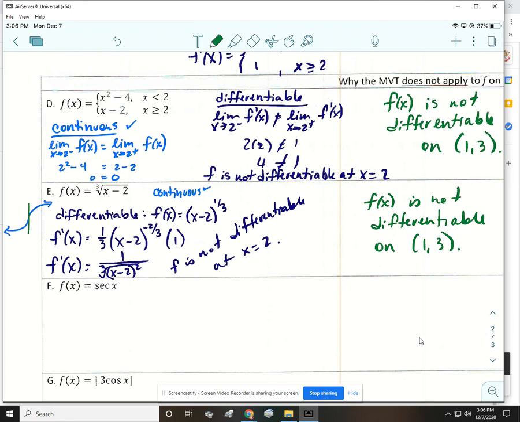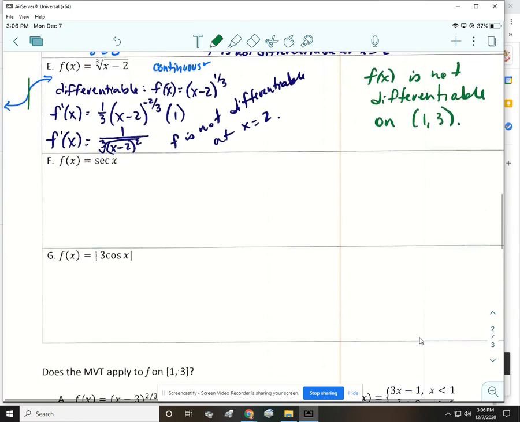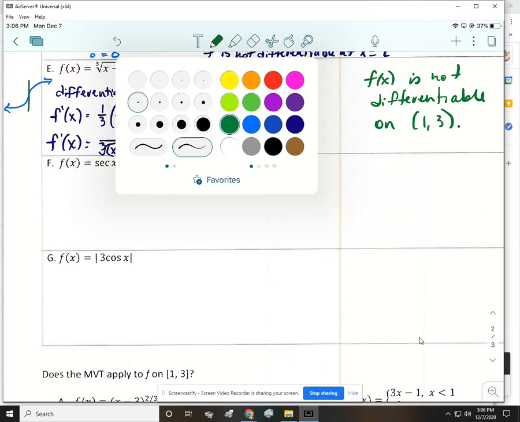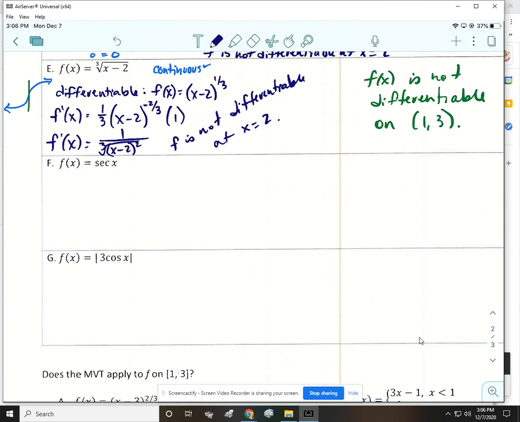All right, and then for the secant, I would probably think about the graph. Now, it's been a while since we graphed the secant graph. But to graph this, if you guys remember, the secant graph is the reciprocal of the cosine graph.